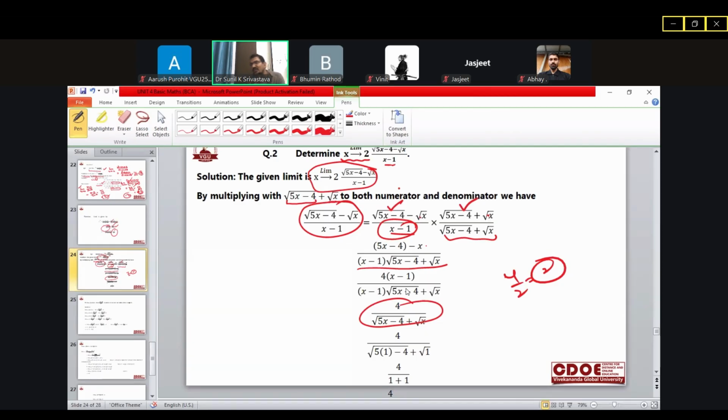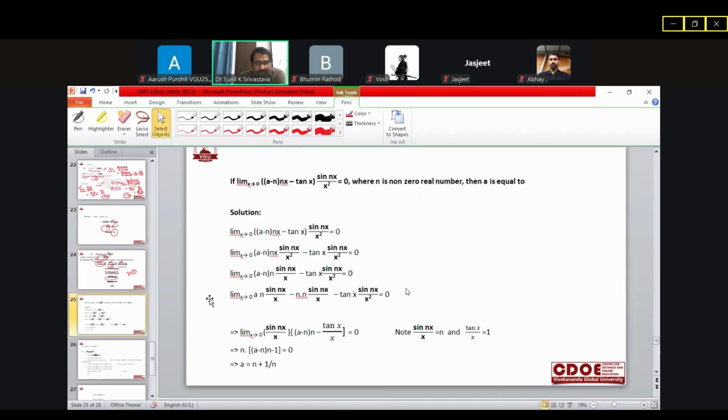Before going to find the limits of this type of function, we have to first rationalize the function, and then after that we have to use the concept. So that is also a good question. And we have another example of a question of this form here.